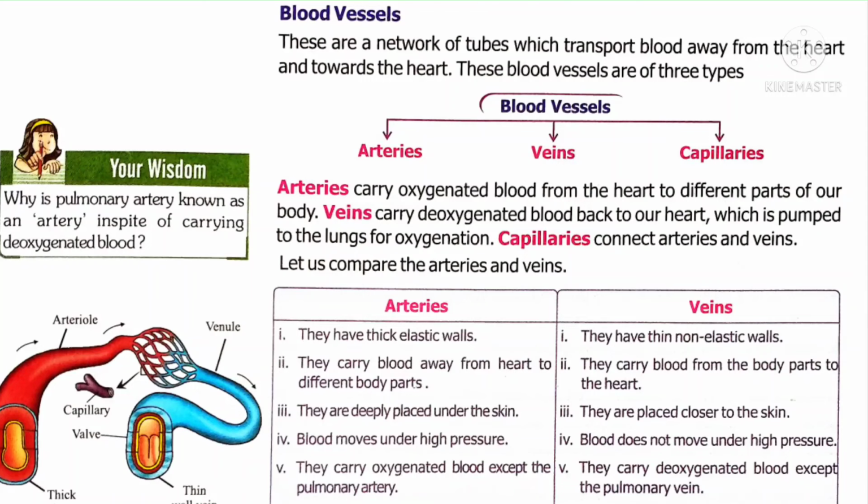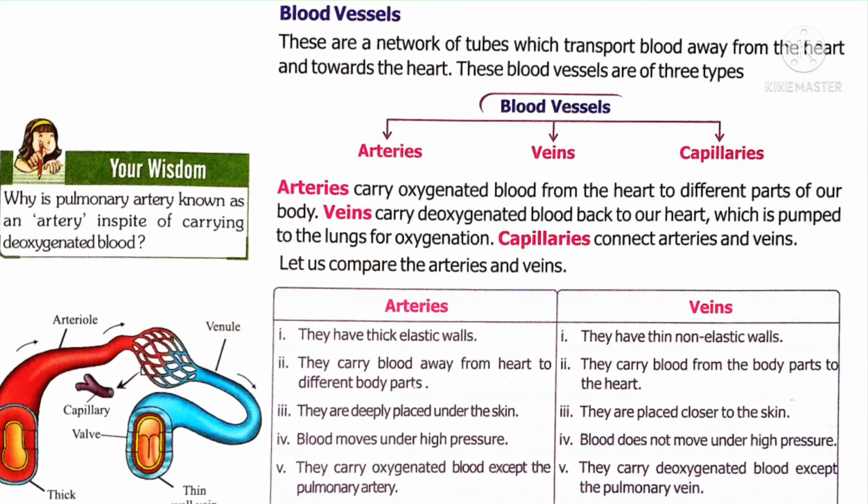Now let us move on to the differences between arteries and veins. Arteries have thick elastic walls, veins have thin non-elastic walls. Arteries carry blood away from the heart to all our different body parts. Veins carry blood from the body parts to the heart. Arteries are deeply placed under the skin. Veins are placed very close to the skin.